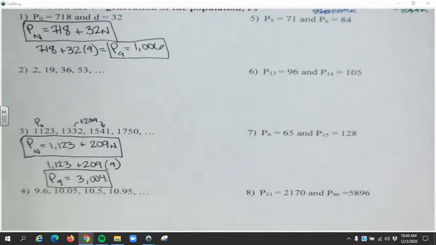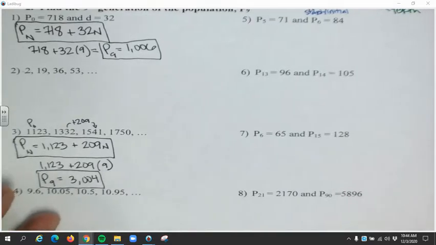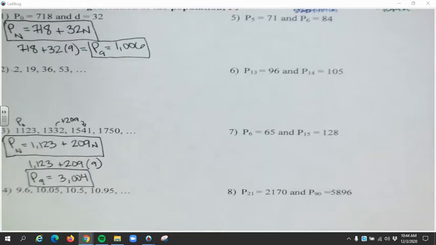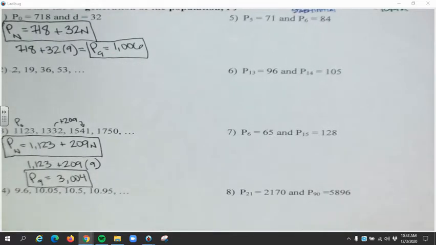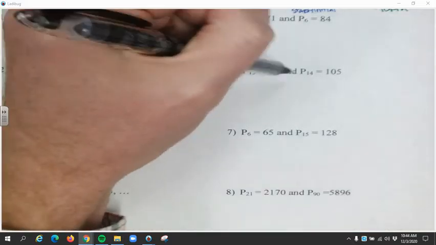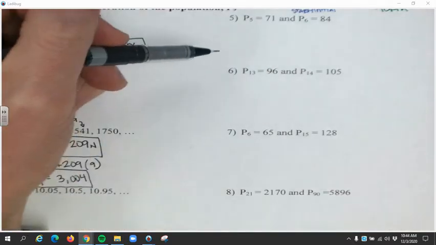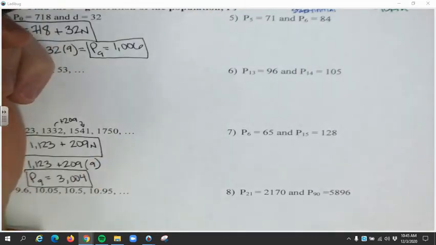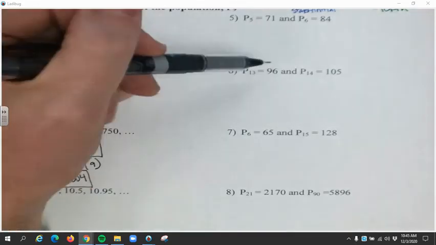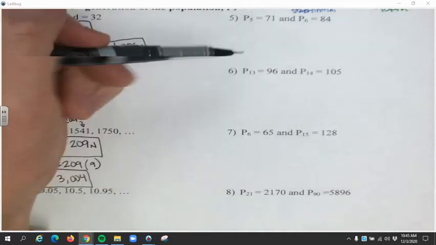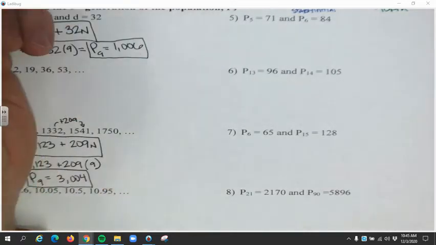Let's look at your right column. These are slightly different. So you can do these one of two ways. You can do these by hand, or you can do them using a calculator or Desmos. Let's start with number 6. So number 6, you don't know the initial term. You know the 13th term, you know the 14th term, but you don't know the 0 term. So the 13th term is 96, the 14th term is 105. Notice you get from 96 to 105, you are adding 9. So your common difference is going to be 9.